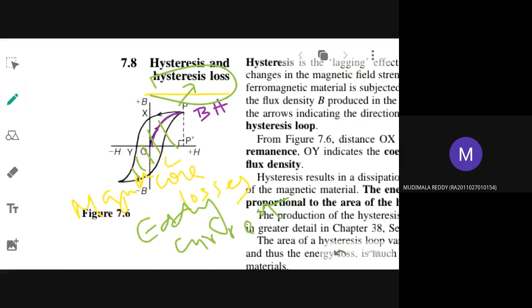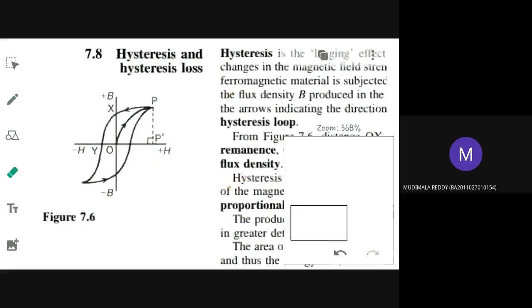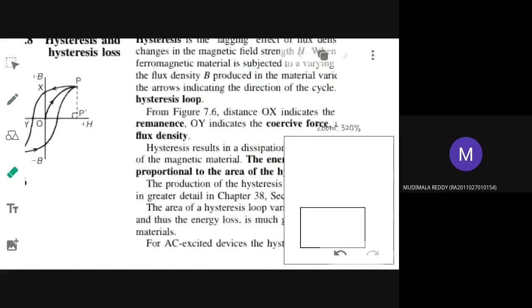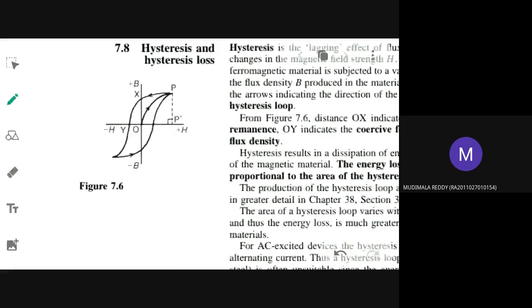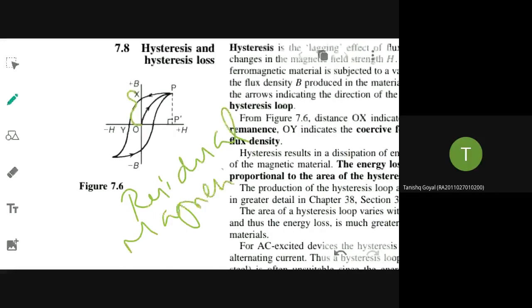And two things you need to discuss in this hysteresis curve. Initially this OX is there, isn't it? That is called residual magnetism. So do you know the meaning of residual magnetism? No, ma'am. So OX is called residual magnetism. Let me tell you what is the meaning of this residual magnetism.